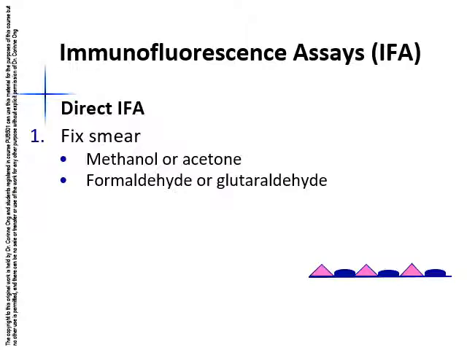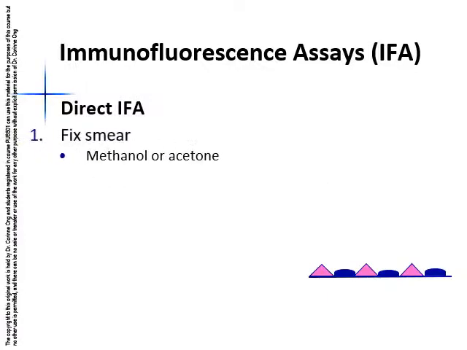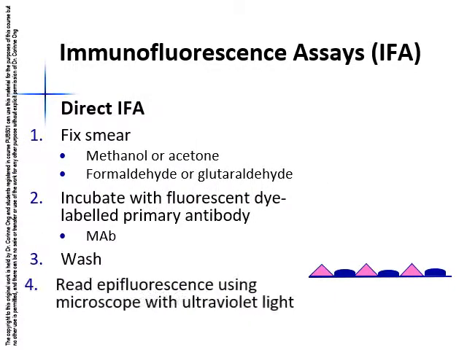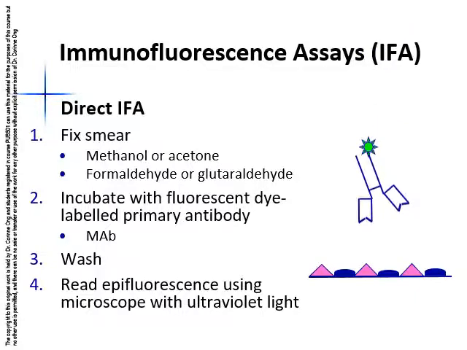For IFA slides though, heat is not usually used to fix the specimens because this can denature the antigens and make them unable to react with antibodies. So a variety of chemicals can be used instead. These can be alcohols, acetone, formaldehyde, or glutaraldehyde. Once the smear is fixed, it is incubated with the first antibody. In direct immunofluorescence assays, this first antibody or primary antibody is usually a monoclonal antibody, or mAb for short. Using this mAb enables the specific antigen to be detected and identified.